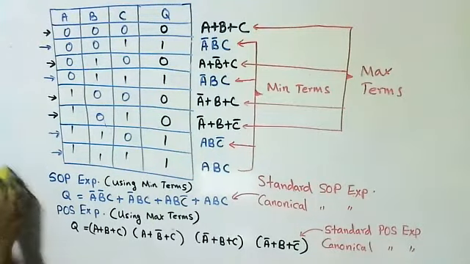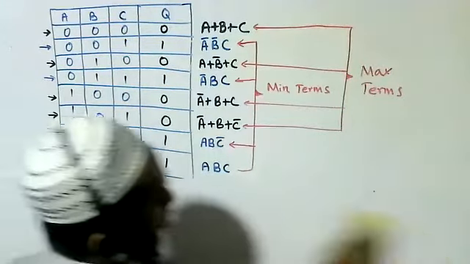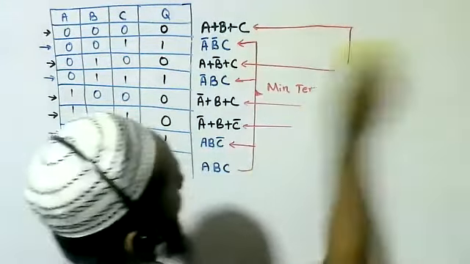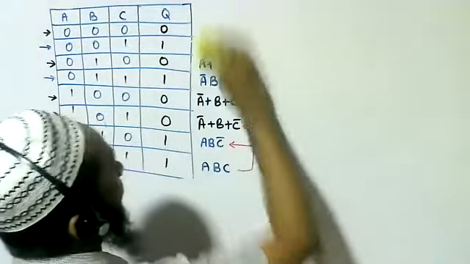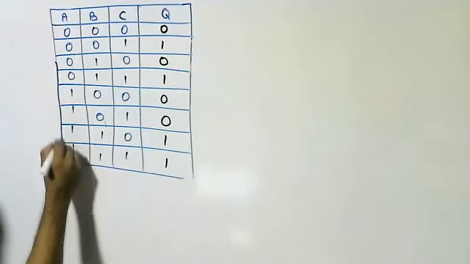Right, students, we'll go through. I'll give an exercise, so you have to do it correctly. Hope you got the idea here. You have to find out the min terms and the max terms. And finally, you have to get the standard SOP expression and standard POS expression.